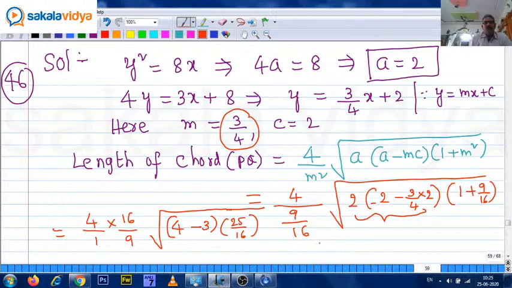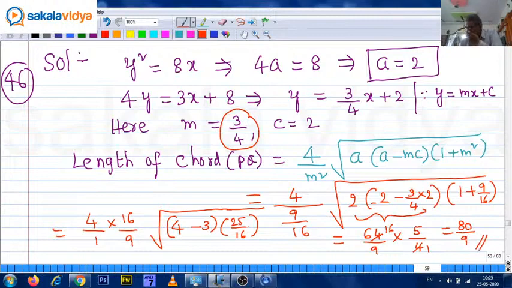This is equal to, we can write now, 64 upon 9 multiplied by square root of 25 upon 16, which is 5 upon 4. 4 cancels with 16. This will be 80 upon 9 is the answer. 80 upon 9.